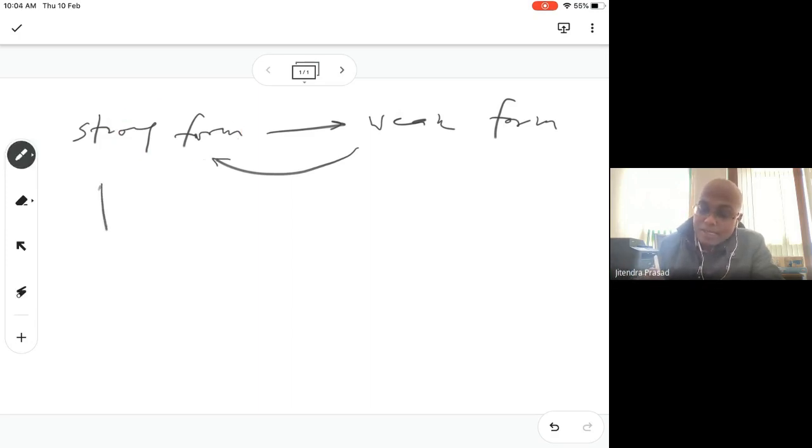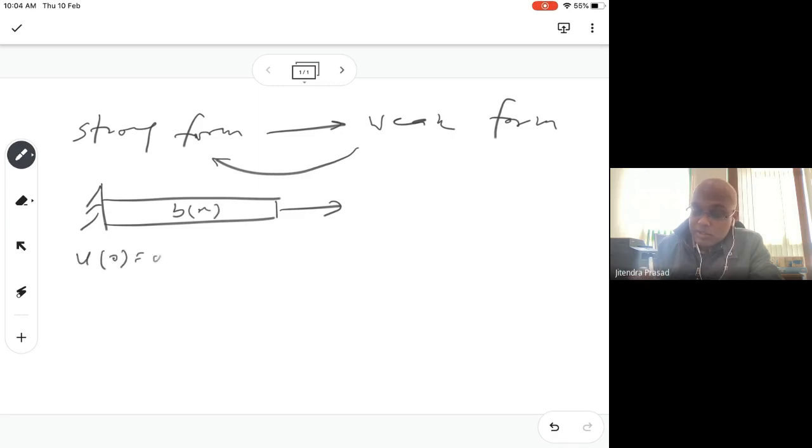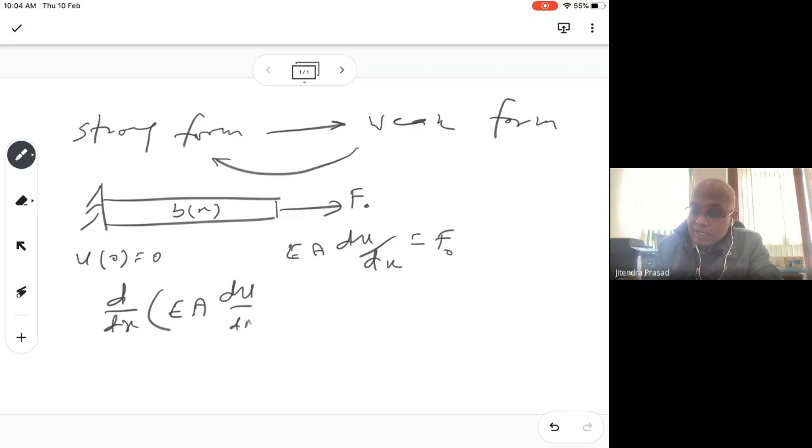So looking at the example we had, u0 equal to 0, let us say, and EA du over dx equal to f naught. Those were the boundary conditions, and our strong form, we know, is d over dx of EA du over dx plus bx equal to 0.